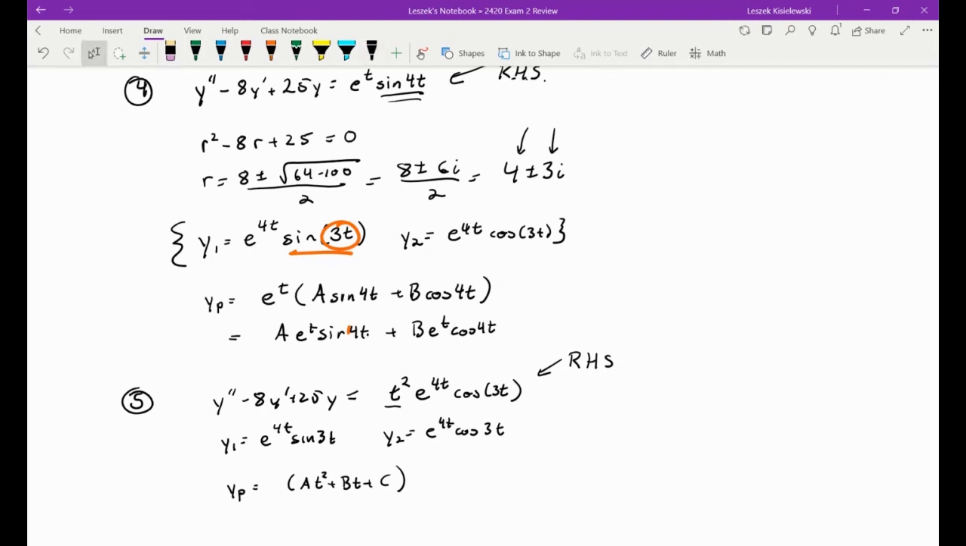How do I explain this? Okay, I'll just write it down. Then we have our cosine. So we're going to need a combination of sine and cosine, and then times our exponential. Okay. However, we might have to multiply by some power of t.